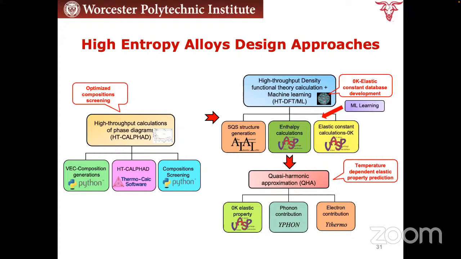And this part is very expensive. So that's why we don't want to do these calculations for any arbitrary composition. So with this database, if you find some composition has a very good mechanical property at 0K, then just tell us, and we can tell you what will happen to this alloy when the temperature increases.